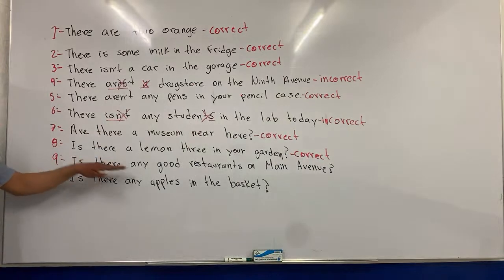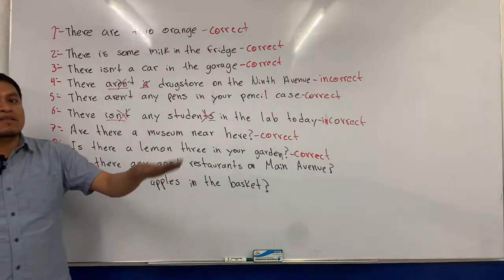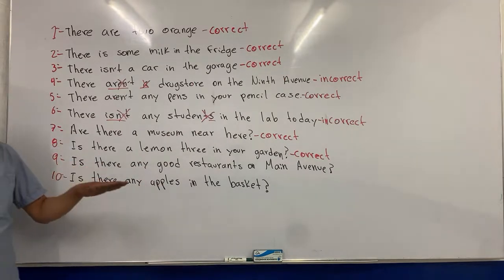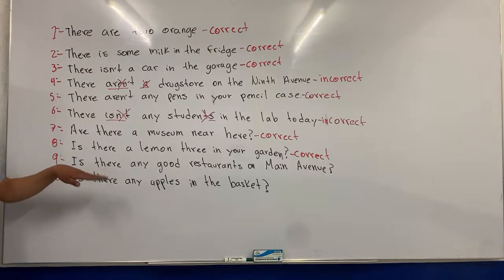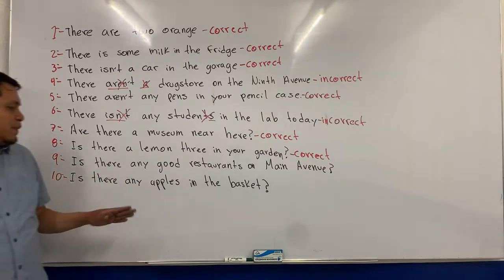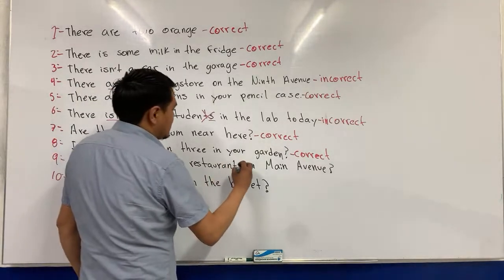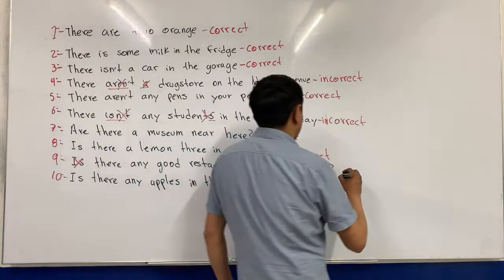Next, is there any good restaurants on my menu? Repeat. Is there any good restaurants on my menu? It's incorrect because is for singular. In this case, the noun is plural, right? Incorrect.